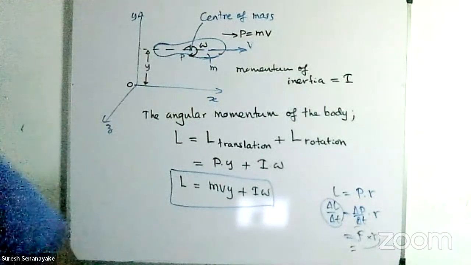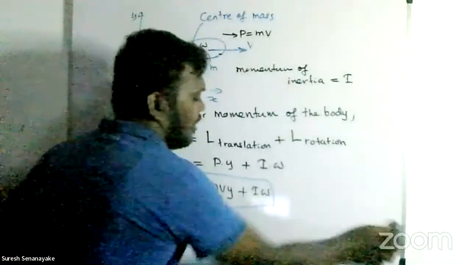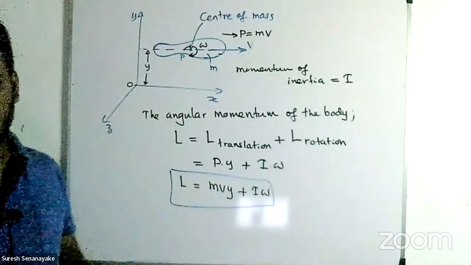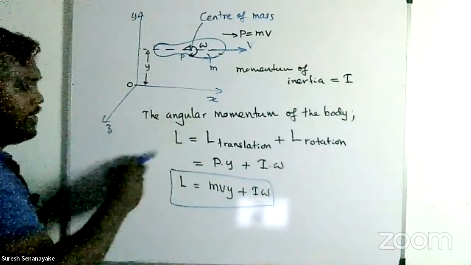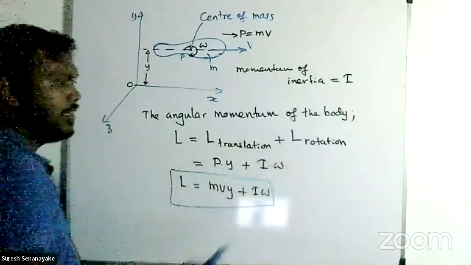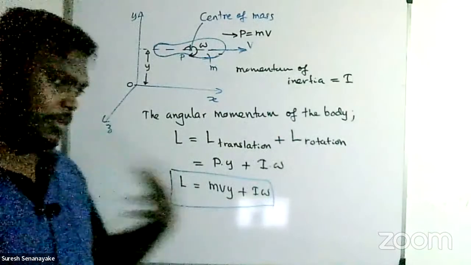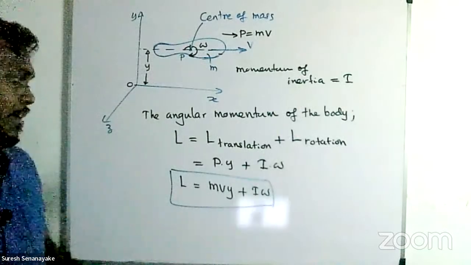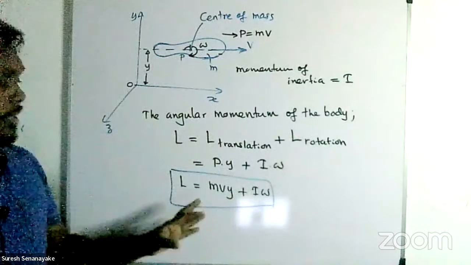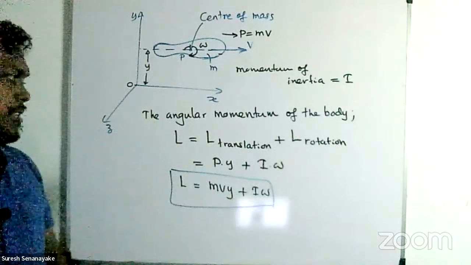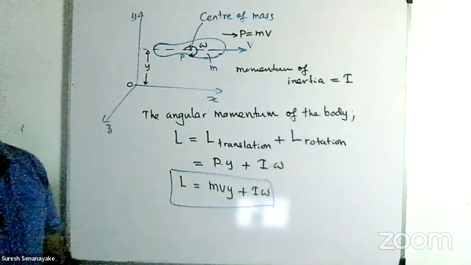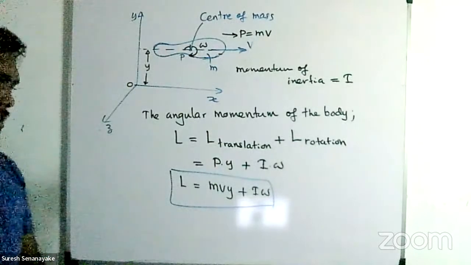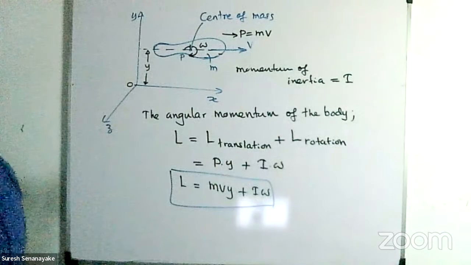How do we calculate the angular momentum when there is both translational and rotational motion? The body is rotating and also moving. This is normally a rolling body. Consider a vehicle wheel: the wheel is rotating and also making a translational motion. In that kind of case, you need to consider both the angular momentum and the angular momentum due to translational motion, because the linear momentum makes a moment of momentum.